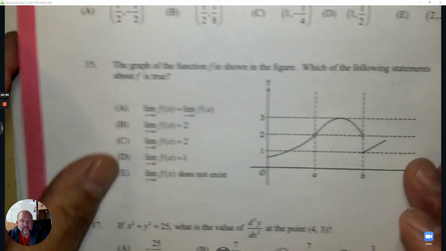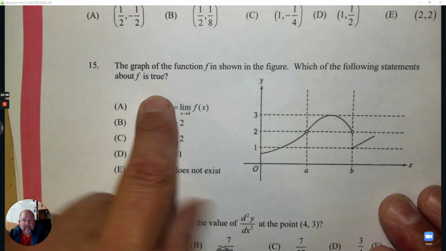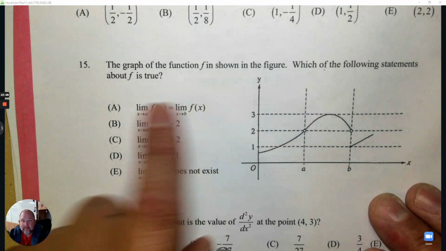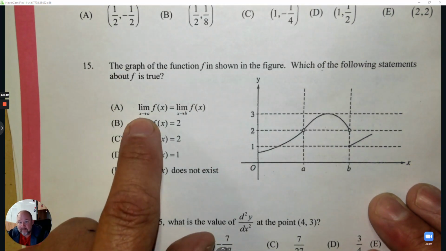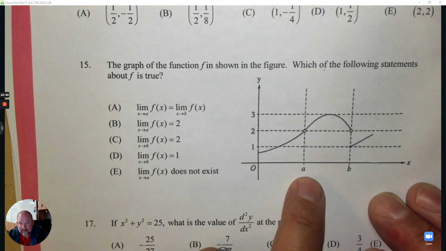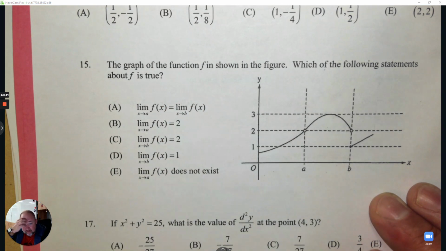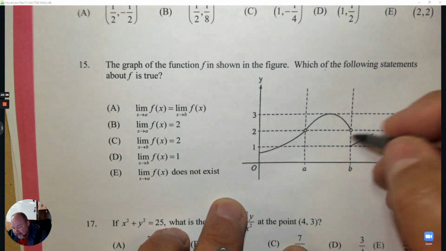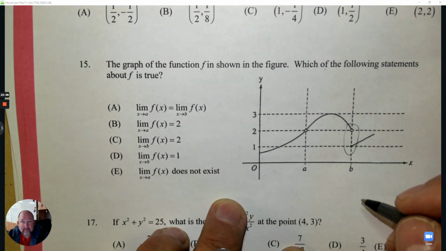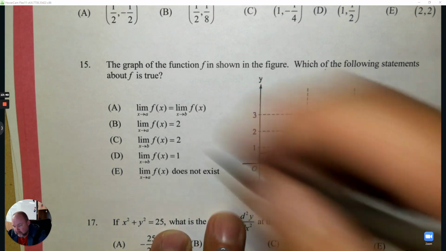The graph here, let's see if we can just do it right here. The graph of function f is shown. Which of the following statements is true? So the limit as x approaches a is equal to the limit as x approaches b. So as x approaches b, the limit doesn't exist. So that's not true.